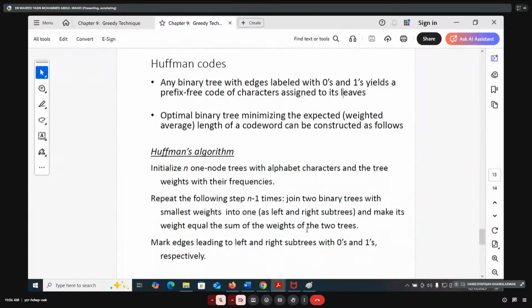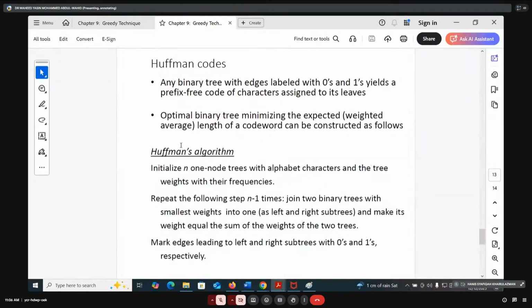Now we go to something called Huffman codes. A Huffman code is a binary tree with edges labeled with zeros and ones, which yields a prefix-free code of characters assigned to the leaves. An optimal binary tree minimizing the expected weighted average length of a code word can be constructed as follows.